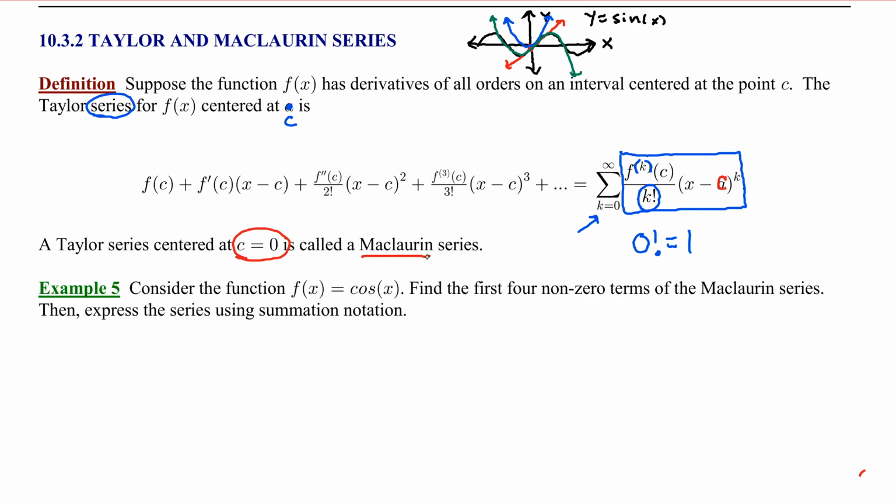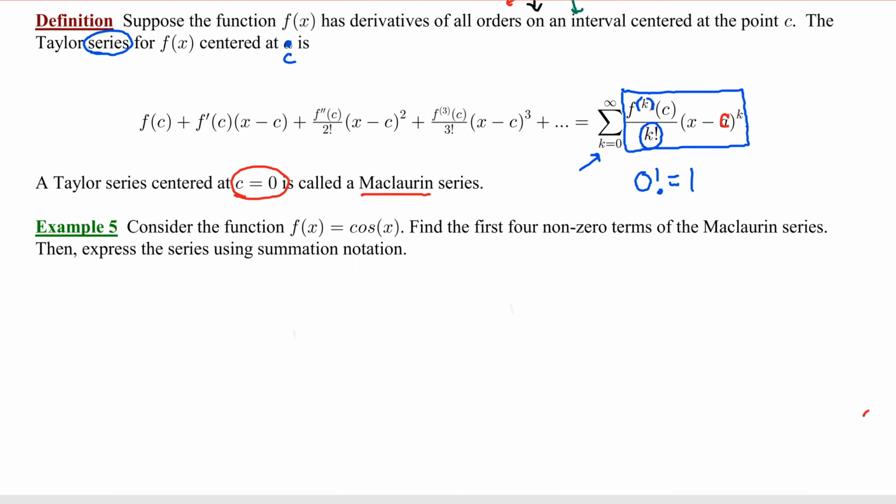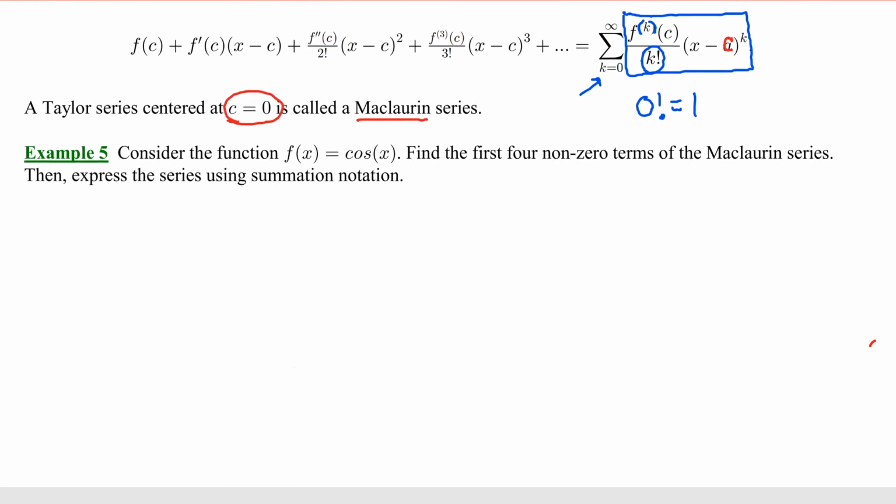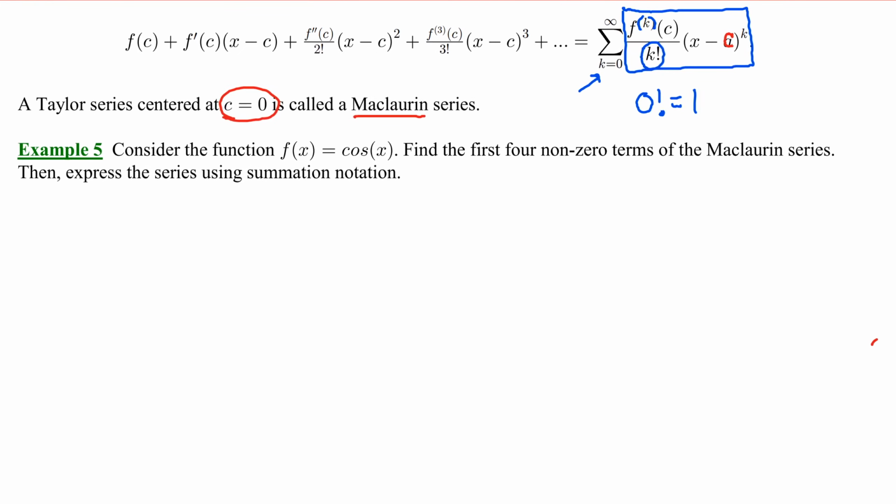So to generate these series, it helps to start by establishing a pattern with a finite degree polynomial, and that's what we're going to look at on the next few examples. Example 5, consider the function f of x equals cosine of x. Find the first 4 non-zero terms of the Maclaurin series. Then express the series using summation notation.